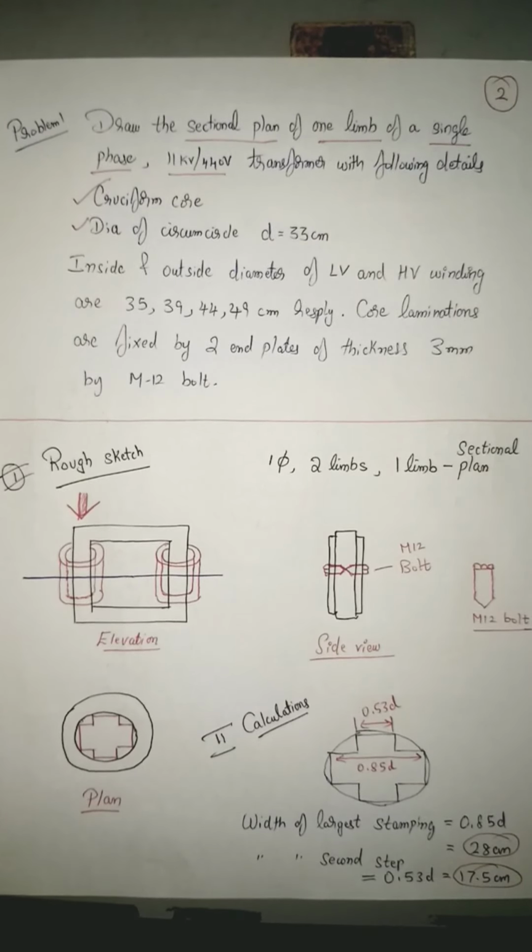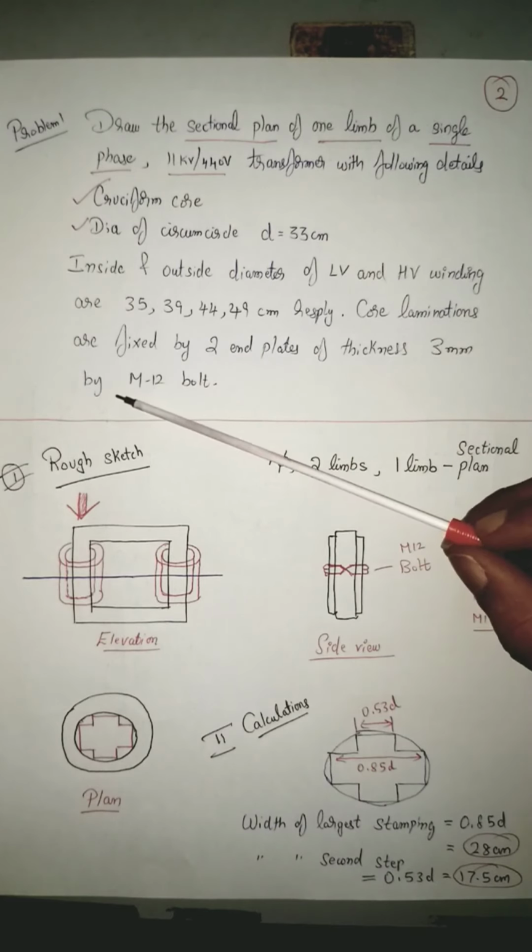Now let us start with the first problem. Let me read the statement. Draw the sectional plan of one limb of a single phase 11 kV by 440 volts transformer with the following details. Cruciform core, diameter of the circle D is equal to 33 centimeters. Inside and outside diameters of LV and HV winding are 35, 39, 44, 49 centimeters respectively. The core laminations are fixed by two end plates of thickness 3 mm by M12 bolt.